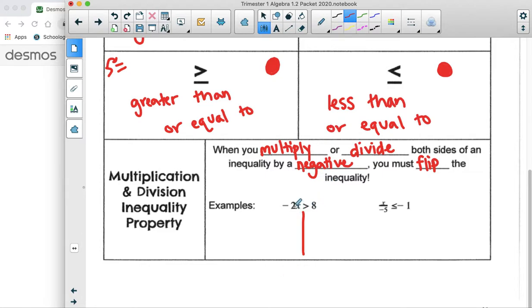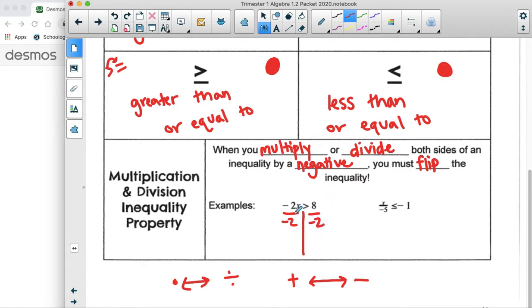To undo multiplying by -2, remember the inverse of multiply is divide. Inverse of add is subtract, and vice versa. Inverse of subtract is add. Inverse of divide is multiply. So to undo multiplying by -2, we would divide by -2. And if we do it on one side, we do it on the other side.